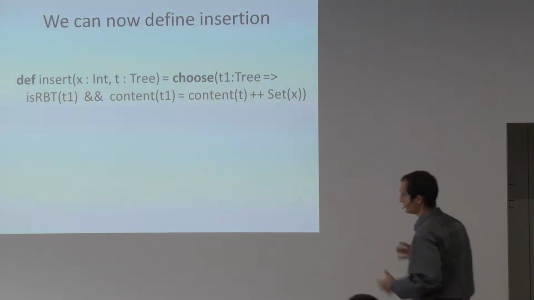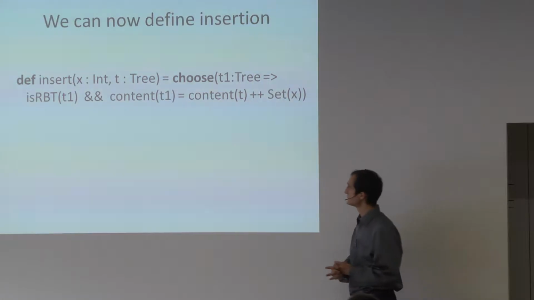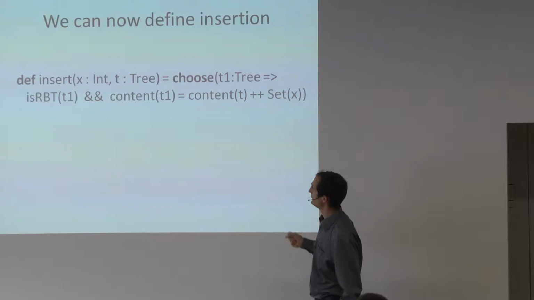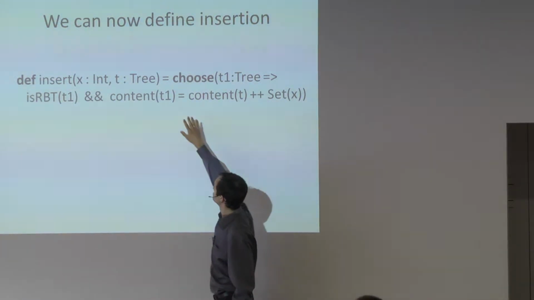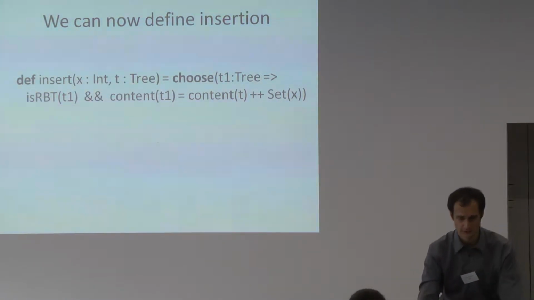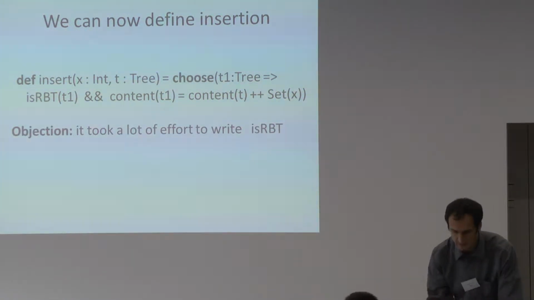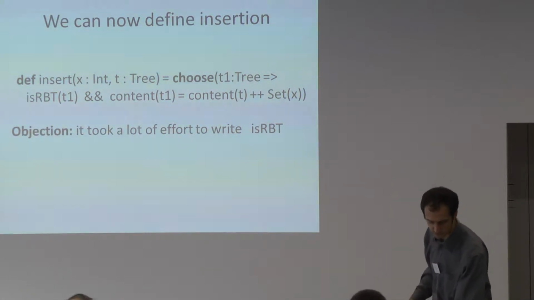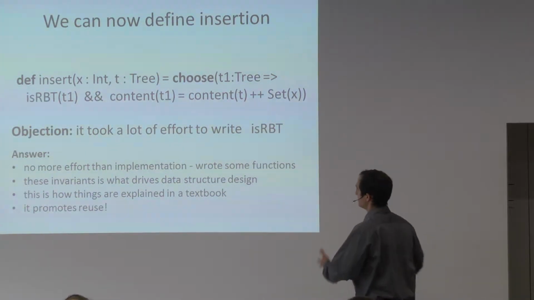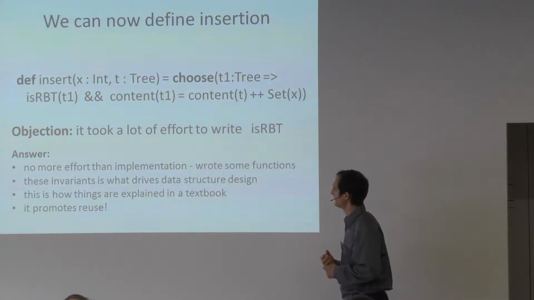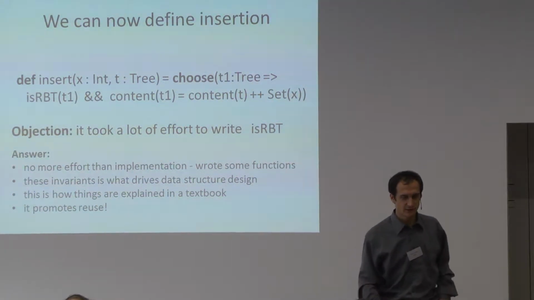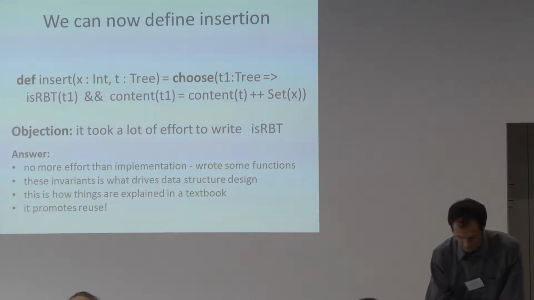And then finally, once we have done all this hard work in formalizing specifications, we can write down insertion in just one line. So we say choose a tree which satisfies the invariant and whose content is the content of the original tree plus the new node to be inserted. So we get a huge savings. Now you might say, well, but you had to specify all these functions, content and the red-black tree invariant. On the other hand, this is still not actually more effort than writing implementations. And more importantly, it's the right kind of thing. We should be spending time thinking about that.